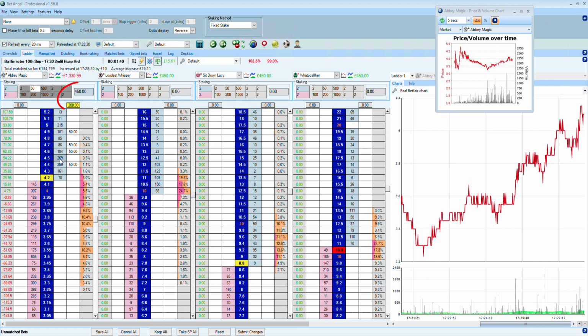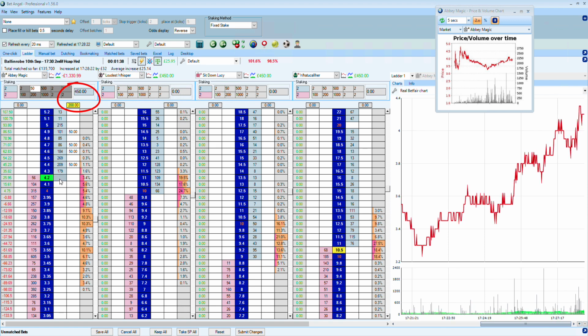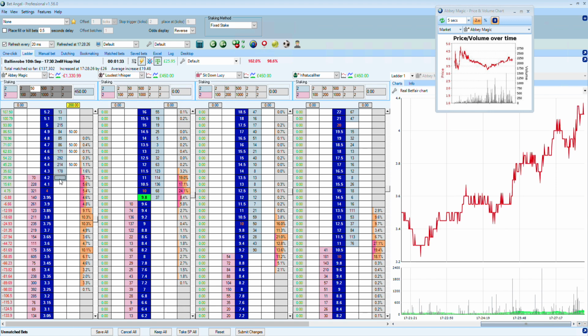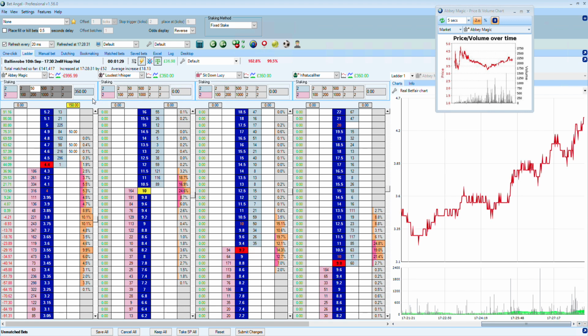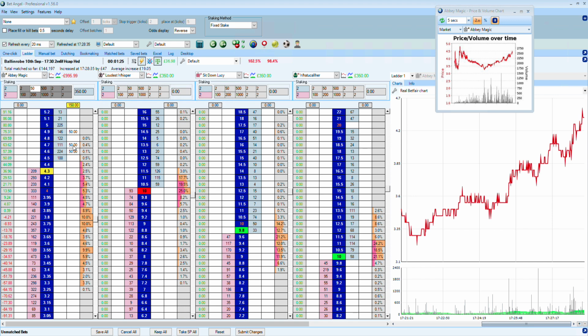I've got £200 in open orders in the market. I need to get £450 of those filled, and we just need to wait for the market to work its magic. So you can see we're about to get filled at 4.4. Prices are continuing to come in on the third and fourth favourite.